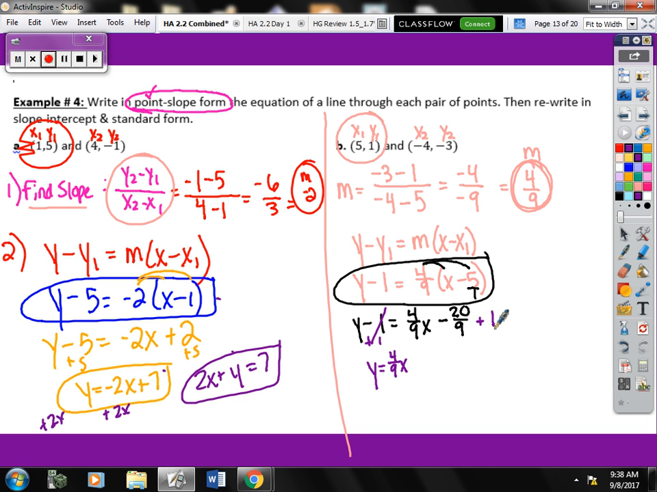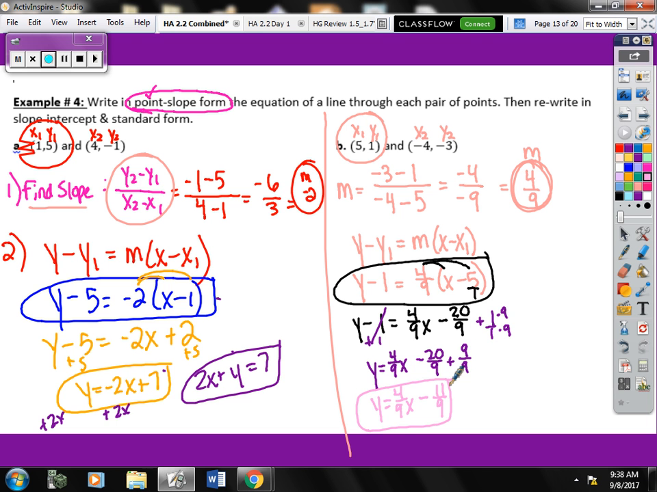Now again, to add fractions, we need a common denominator. So I'm going to make this 9/9 instead of 1/1, because 9 divided by 9 is still 1. So we'll have negative 20/9 plus 9/9. Negative 20 plus 9 will get me negative 11. So we have y equals 4/9 x minus 11/9.